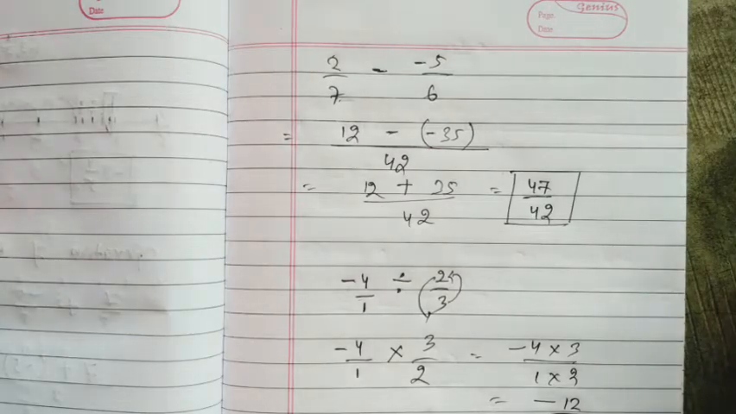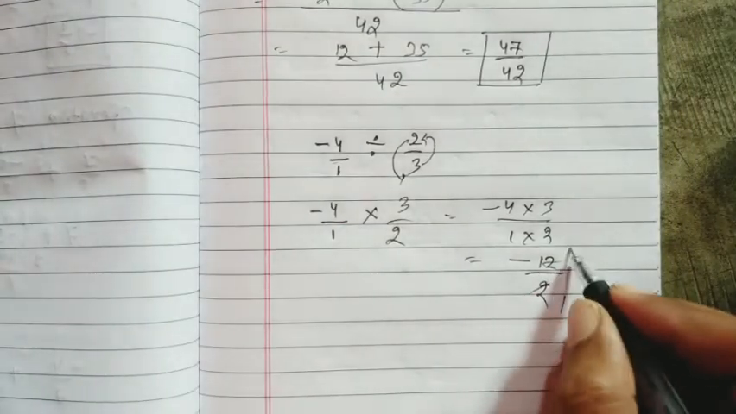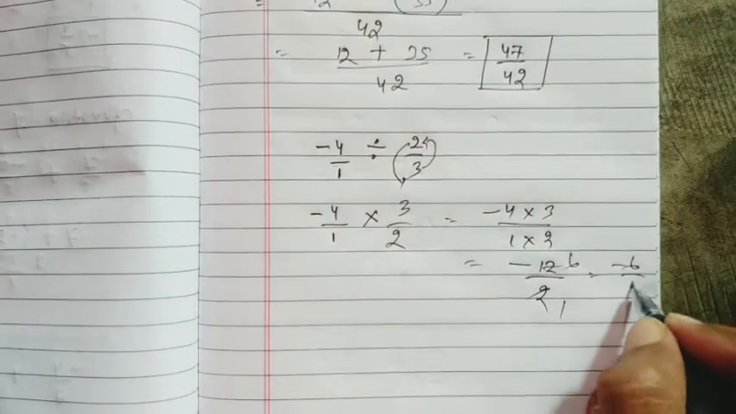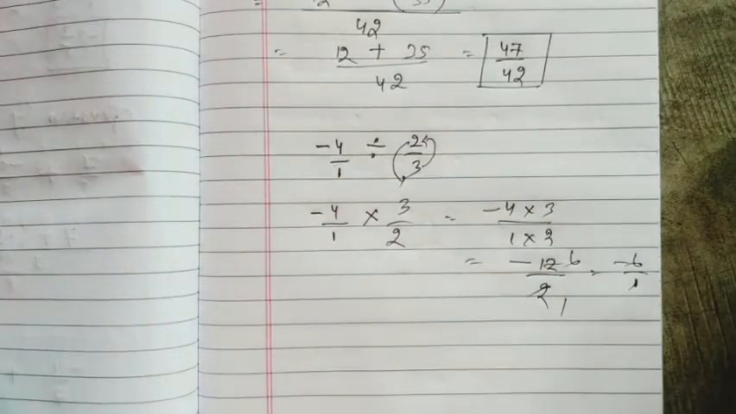Clear to all of you? We can cancel also here. 2 1s are 2 and 2 6s are 12, that is minus 6 by 1. Clear to all of you?